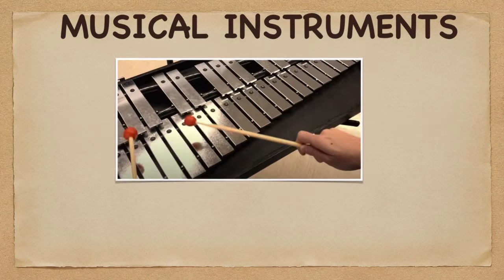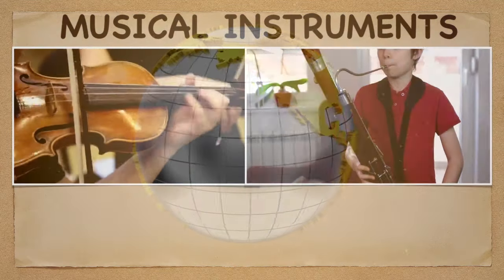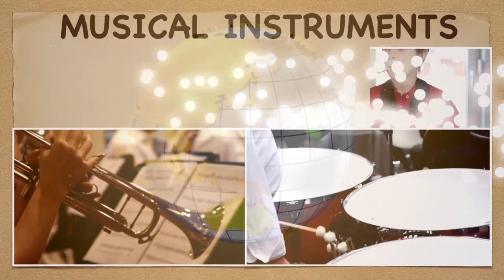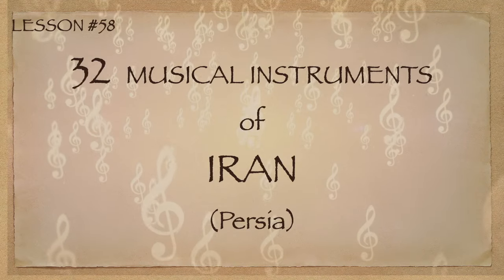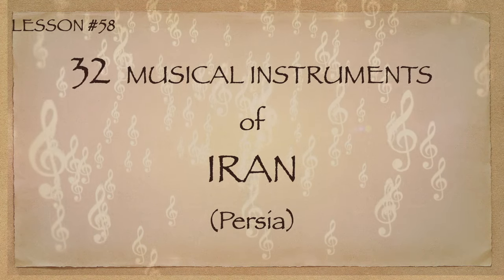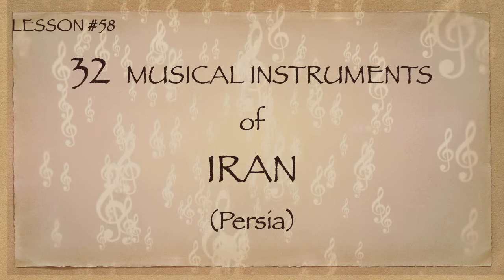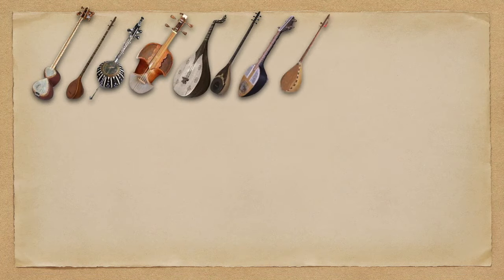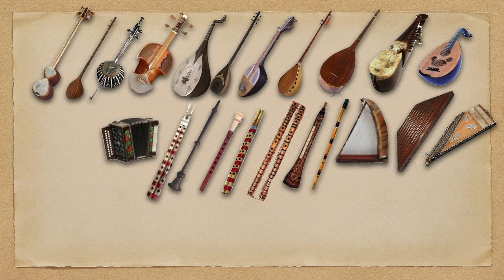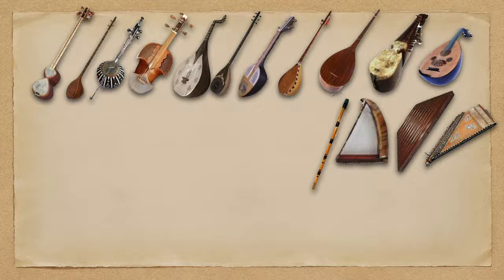Discover the different devices for producing musical sounds, whether it be a stringed, wind, brass, or percussive instrument. In Lesson 60, we will be learning about the 32 musical instruments of Iran, Persia. If you want to learn about musical instruments quickly, you may always refer to this video and follow all of our lessons.